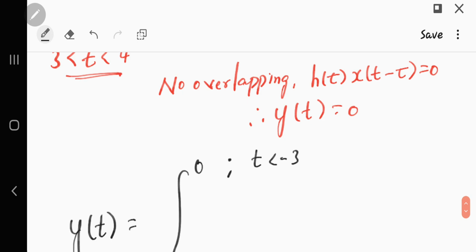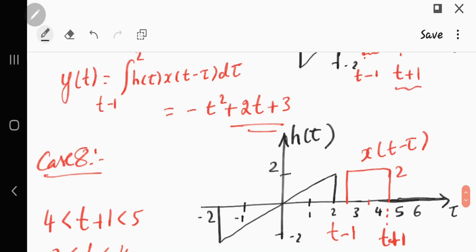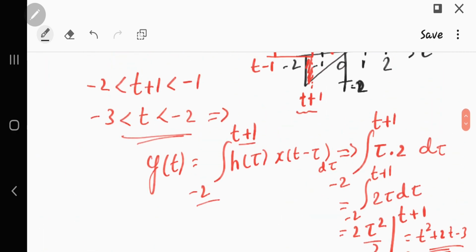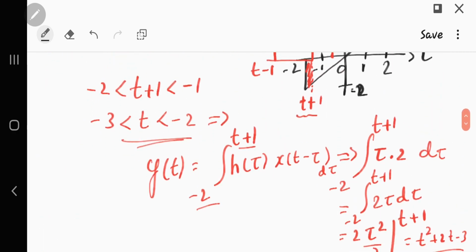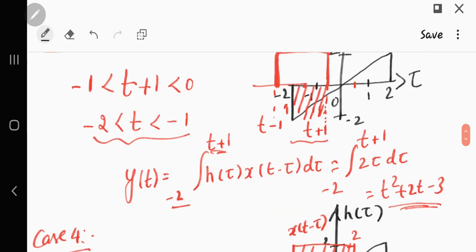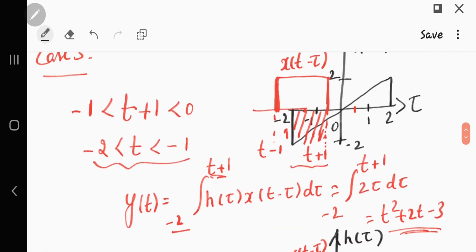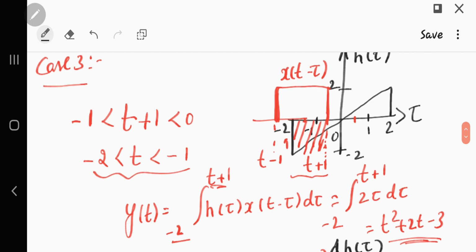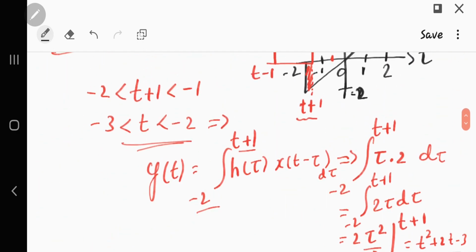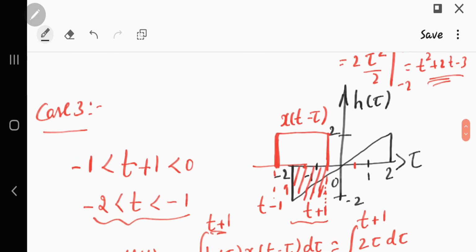Then we got another duration here. So case 2 and case 3. If you observe this, case 2 has the same limit, minus 2 to t plus 1, and case 3 also has minus 2 to t plus 1, the same limits. So that means for two different durations the value of y of t is the same, and that means I will take from minus 3 to minus 2 and minus 2 to minus 1.